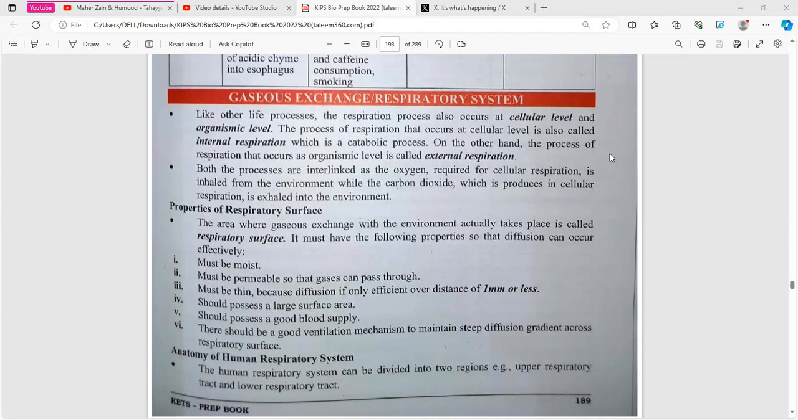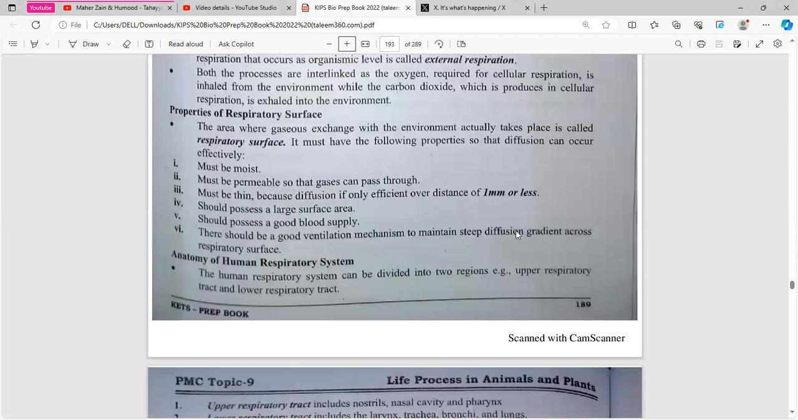Now the properties for efficient respiration are that there should be a large surface area to volume ratio. How do we maintain a large surface area to volume ratio? Well, as we know, diffusion occurs from an area of high concentration to an area of low concentration. Now, obviously, if the distance is minimized, the diffusion will be more efficient.